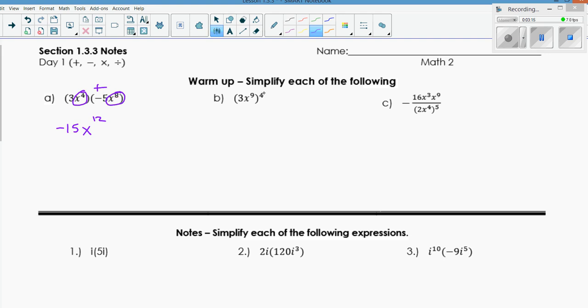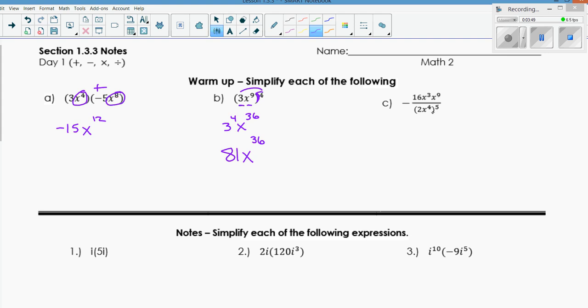In the next one, notice I have two things in parentheses. I have a 3 and an x to the 9th. The 4 needs to be distributed to both of those. So this is actually saying 3 to the 4th power. And then here's when I multiply, because I'm raising an exponent to an exponent. So 9 times 4 gives me 36. I don't want to leave my answer like that. I need to actually evaluate it. 3 to the 4th means 3 times 3 is 9, times 3 is 27, times 3 is 81, x to the 36th power. Don't leave your answers as 3 to the 4th.